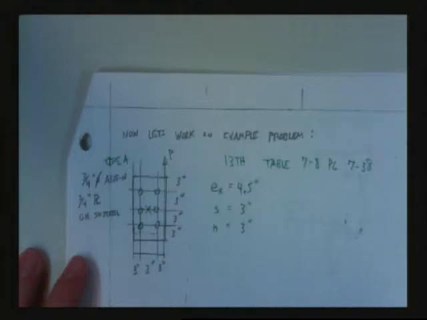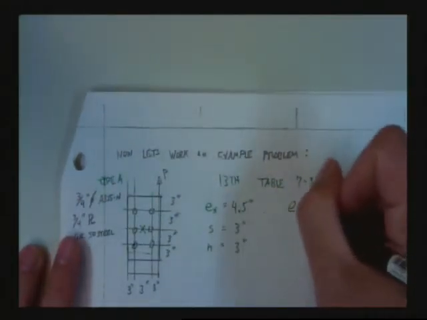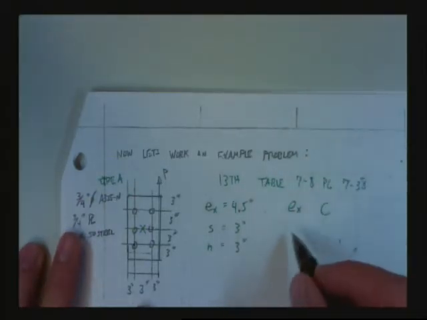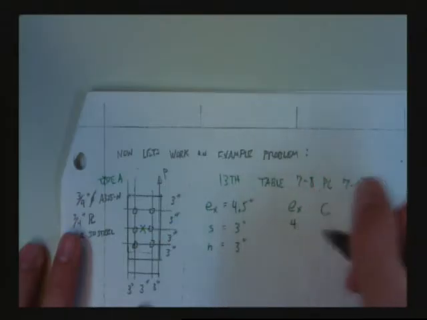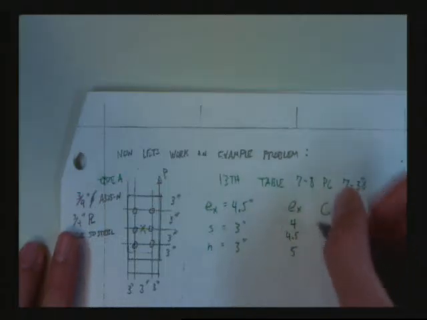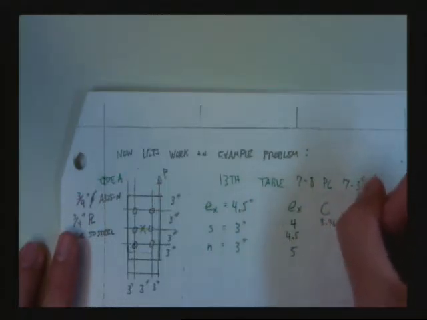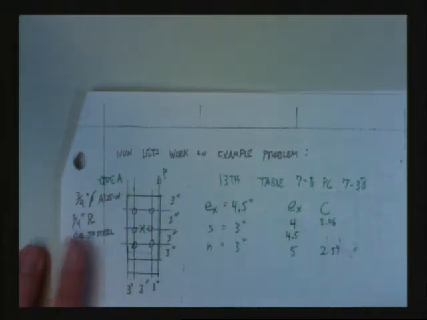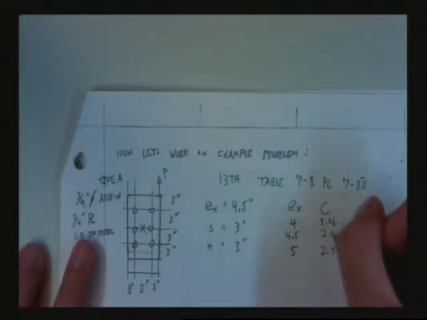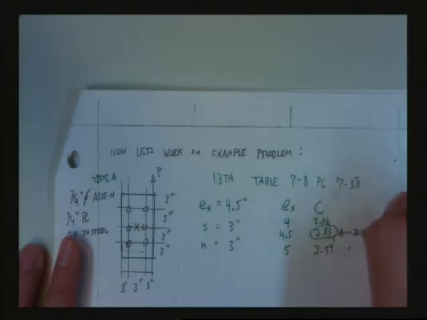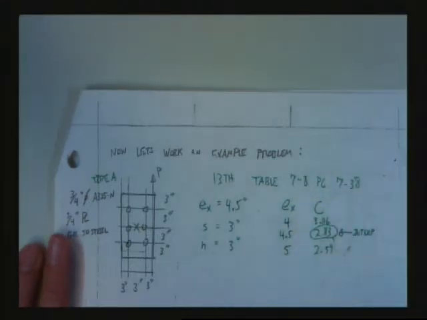Great. So we're going to look at our table and our E sub x, and our C value. We're going to find that our E sub x value is 4.5, and there's an E sub x value for 4 and for 5, and we're looking for 4.5. The C value for 4 is 3.06. For 5, it's 2.59. And if you interpolate, you get 2.83. You should know how to interpolate by now, and you should be able to do it pretty fast.